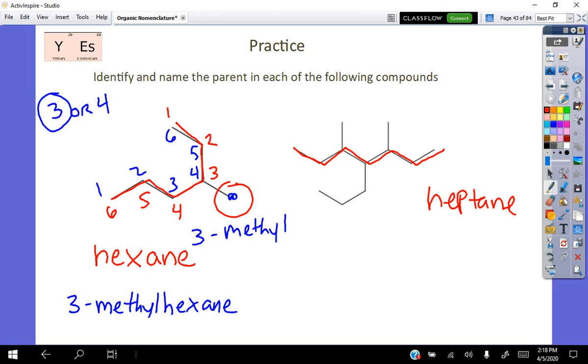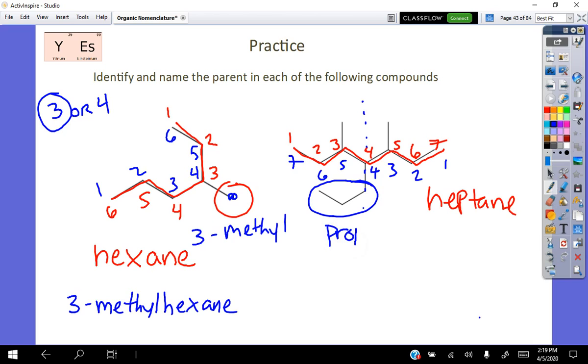If I move on to the next one, I know I can number from left to right. I also know I can number from right to left. Now this one's interesting because it's actually a symmetrical molecule at this point. The group here is a 3-carbon group. We're going to name that propyl for 3 carbons. And these other groups are 1-carbon groups. So these are both going to be methyl groups.